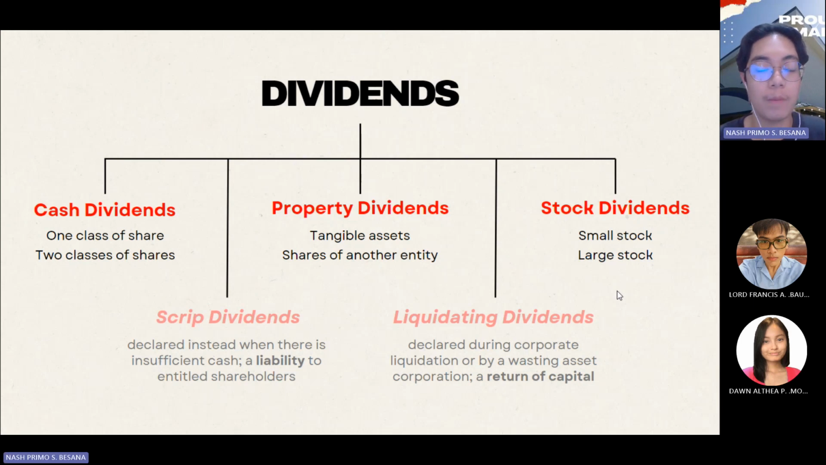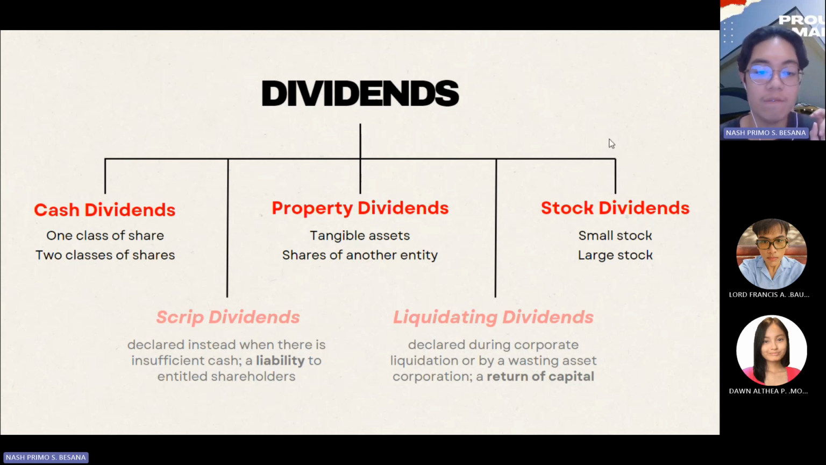Then second, we have property dividends. Pwedeng magbigay si company ng hindi cash but rather tangible assets or shares of another entity. And third, we also have stock dividends wherein instead na cash, instead na property, ang ibibigay niya sa shareholders is shares again. So parang dadami yung shares ni shareholder kapag stock dividends yung in-issue ni corporation.